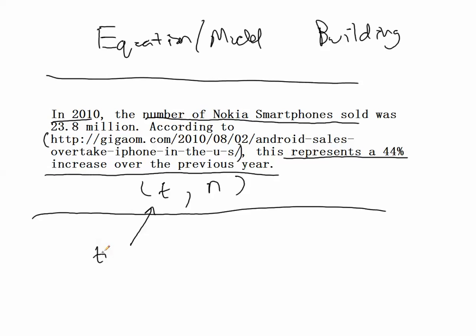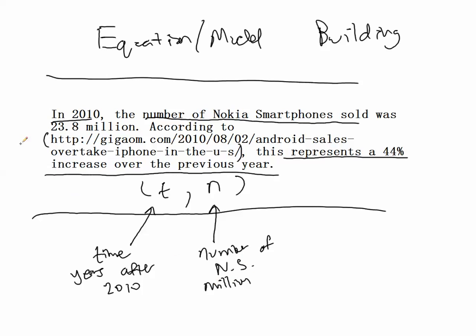So let's make a couple of notes here. The input is time, and we're going to measure that as years after 2010, and then we're going to look at the number of Nokia smartphones, and we'll just say this is in millions. We don't actually want to write out 23.8 million. Based on this information, I don't know anything other than 2010. So here's 2010, here's time, and here's the number of smartphones sold. So in the first initial year, there were 23.8 million phones sold. Here's the beauty of dealing with time: most of the time we can assume that the first value is in the initial year.